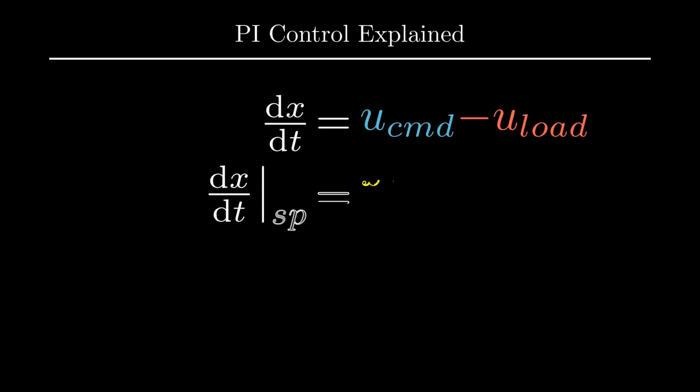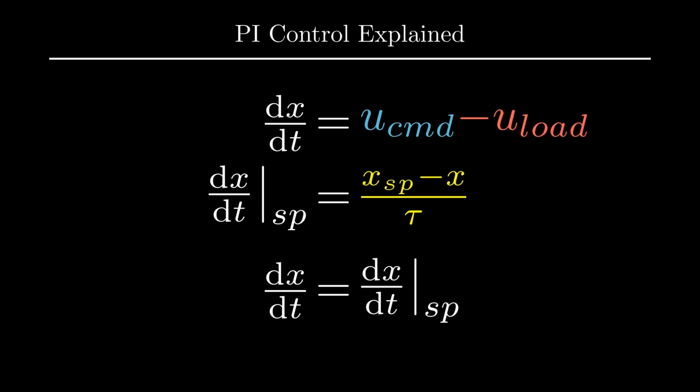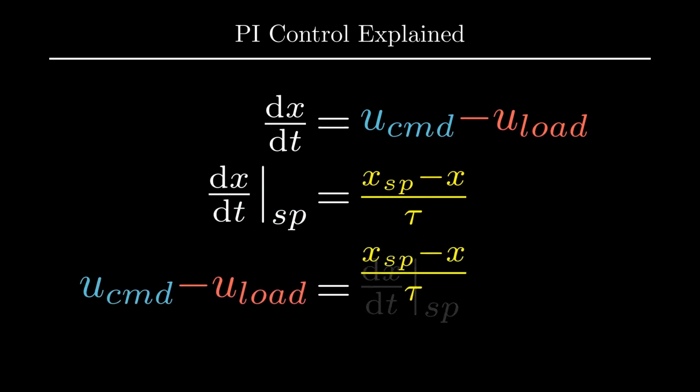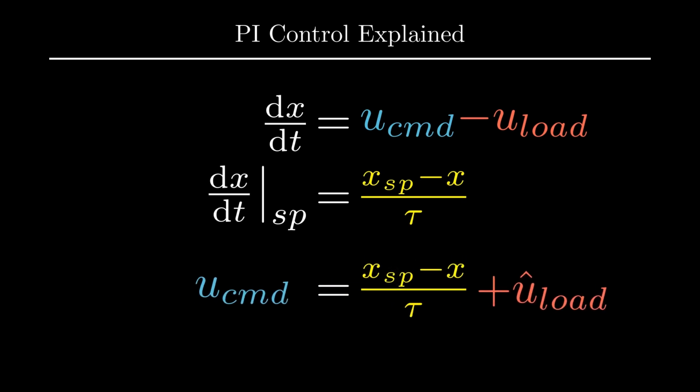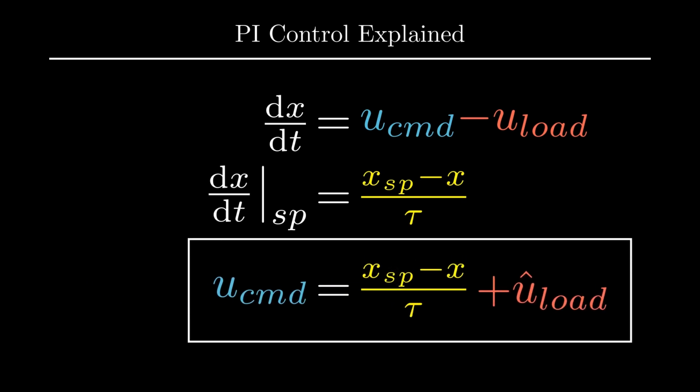Our second equation models the desired closed-loop behavior. The PI controller shapes this to be a simple first-order response. The control law derives from requiring the actual and desired behavior to equal each other. Through substitution and rearranging the result, we get the fundamental law governing the PI controller.